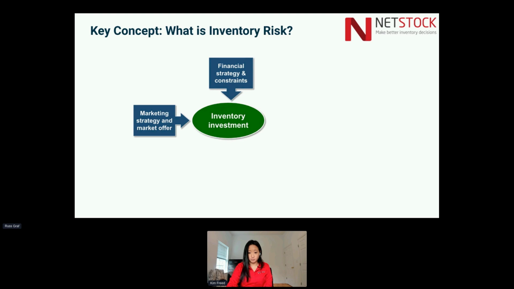Inventory policy doesn't exist on an island. It's not a silo. It's part of the overall corporate strategy. So what does that look like?